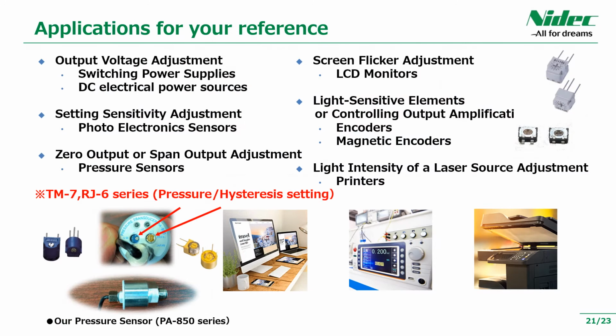This is an example of an application. Please use this slide for your reference since it can be used in a wide variety of ways. When it comes to specific examples, it is generally used for pressure setting of pressure sensor and hysteresis setting. It is also used for voltage adjustment of switching power supplies and for fine adjustment of flicker on the monitor screen.